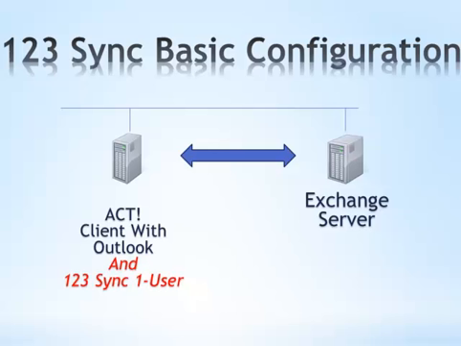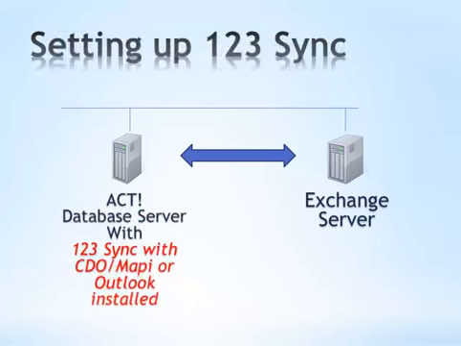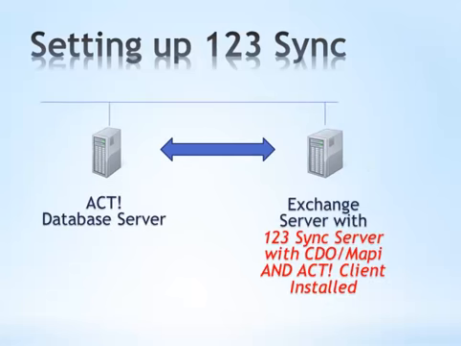Life is easy. So let's look at a couple of basic configurations of 123 Sync. What we have here is a desktop running an ACT client accessing a database, which could be local or even remote, and with Outlook. So we simply sync ACT with Outlook and get the data there, and that makes it to the Exchange server. Another configuration we have is that a lot of people have dedicated ACT servers, so we install 123 Sync with CDO, MAPI, or Outlook, and it syncs with the Exchange. Or the other way, some people have dedicated ACT servers and they install 123 Sync with MAPI and sync an Exchange server to ACT.